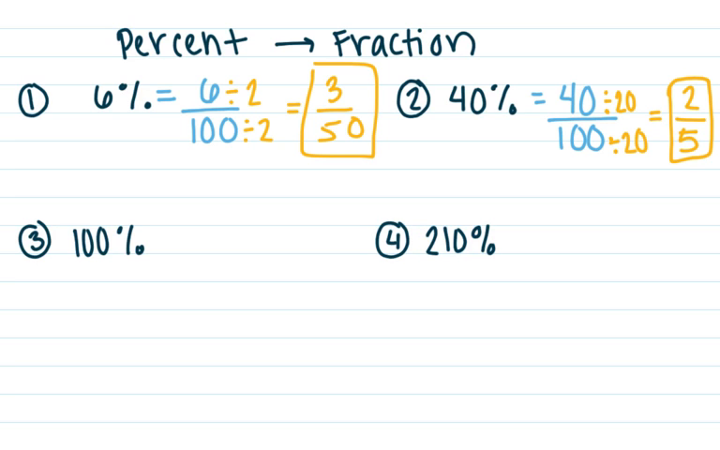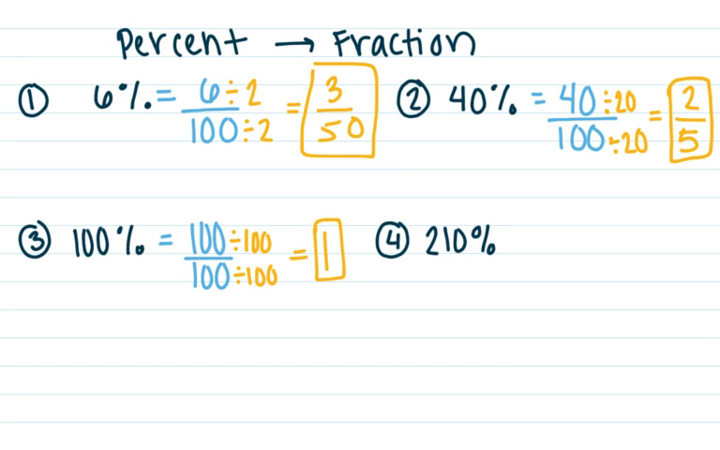The next one, number 3, all percents, no matter how big or small, are out of 100. So this is 100 over 100. Well, when I go to simplify this one, I am going to divide it by 100. We also know that any number over itself equals 1 whole. So that's something that's really important to know, that 100% represents 1 whole of something.